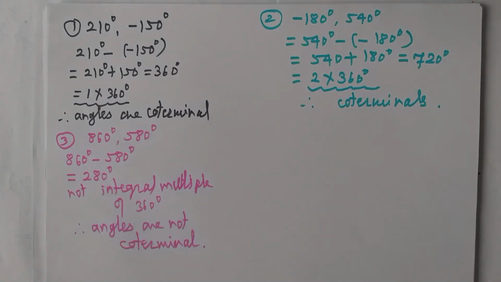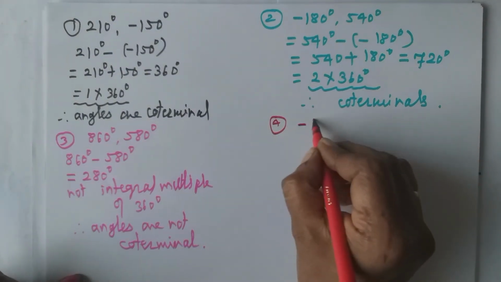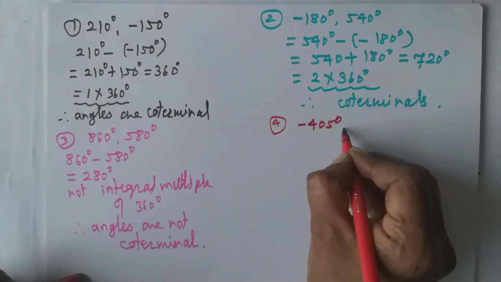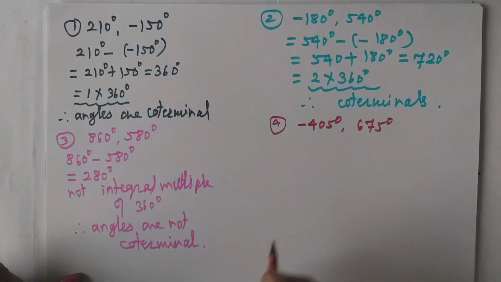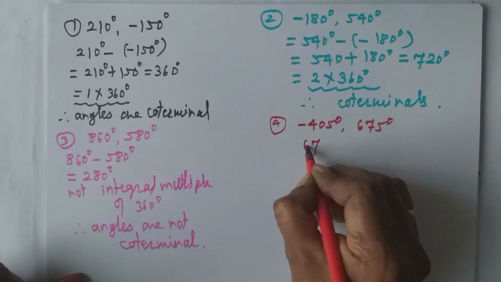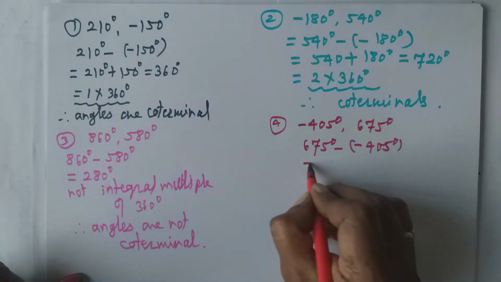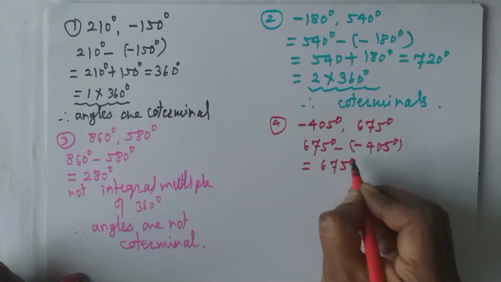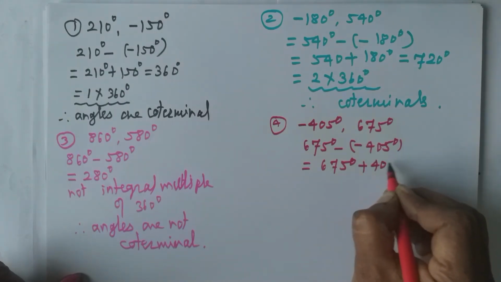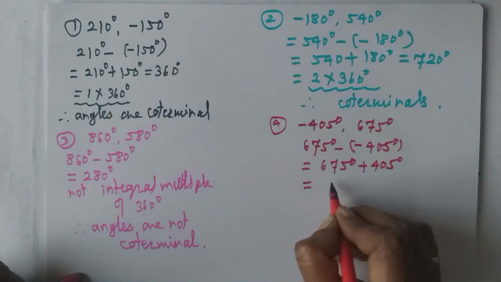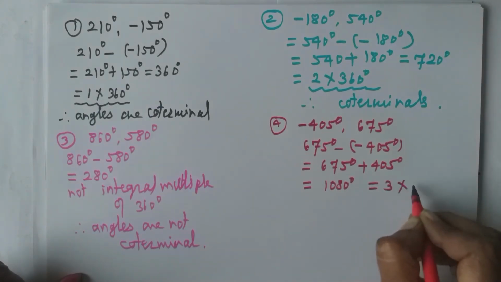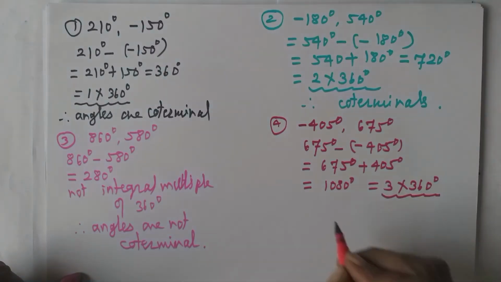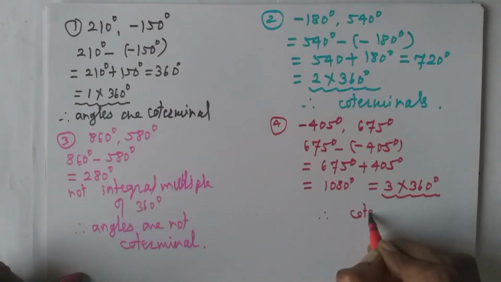See the next example. Here, the pair of minus 405 degree and 675 degree is given. We will take the difference and check whether the angles are coterminal or not. After taking the difference, this will be 675 plus 405, and this will be 1080 degree, and this is 3 times 360 degree, and again the angles are coterminal angles.